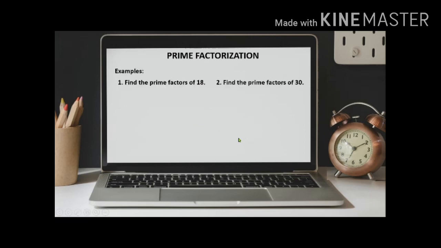Okay, so let's have an example. Find the prime factors of 18. Now, 18 is a composite number. This is not a prime number. So 18 can be written as the product of 2 and 9. 2 here is already a prime number, but 9 is a composite number. So we can still write 9 as the product of 3 and 3. So the prime factorization or the prime factors of 18 is 2 times 3 times 3.